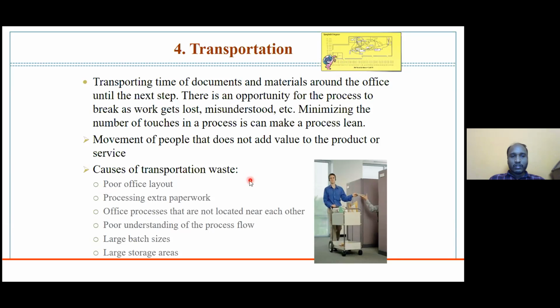The causes of transportation are normally poor layout and processing extra paperwork. You can see in many government offices, they move unnecessary approvals for the same topic. That is also one kind of unnecessary transportation. Other causes are poor understanding of the process flow, large batch sizes, and large storage areas.